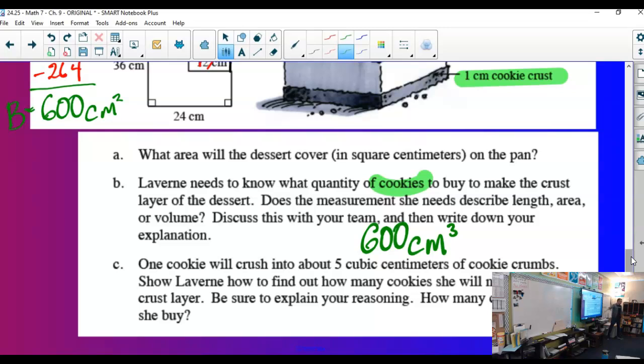All right, solve C on your own. You guys can read. I'm tired of talking. How many cookies do we need? How many cookies? Oh, Harrison's already there. How do we figure this out? How many cookies do we need?